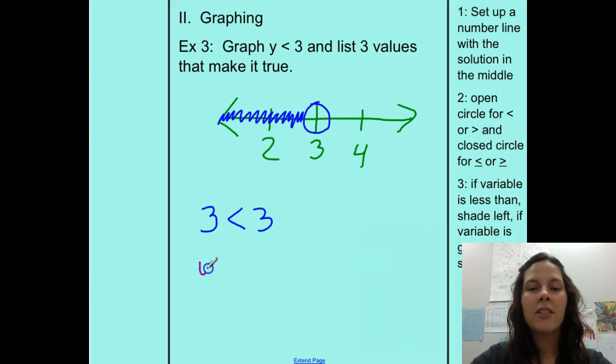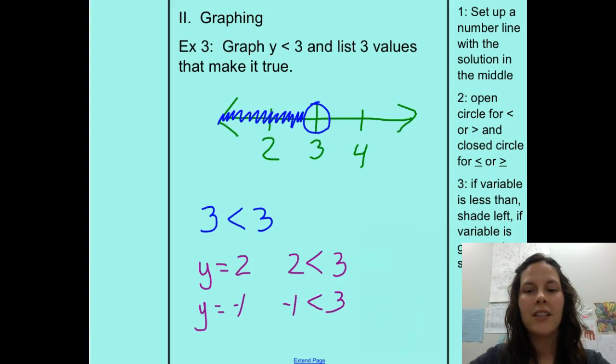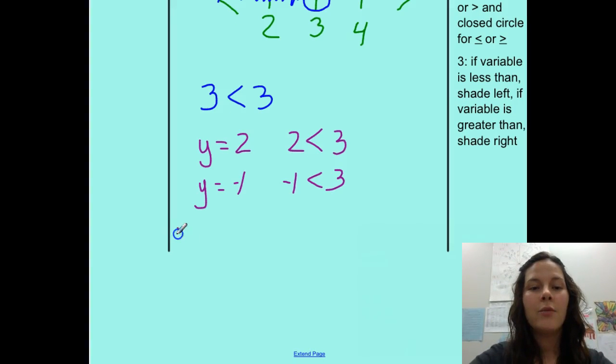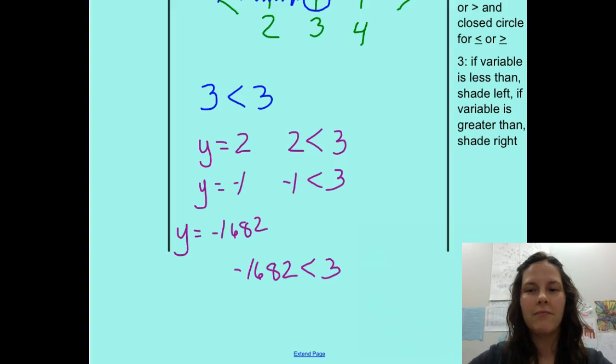The second part of our example is to list 3 values that will make the inequality true. Well, there's the obvious value: if y equals 2, we substitute that in, and 2 is less than 3. Other values that will work: if y, for example, is -1, then -1 is less than 3 is a true statement. And we could say y is -1,682 because -1,682 is less than 3.